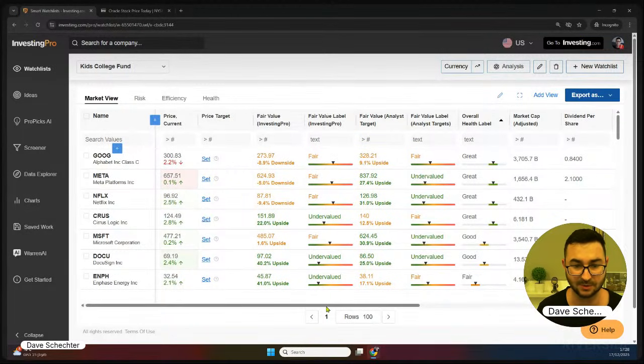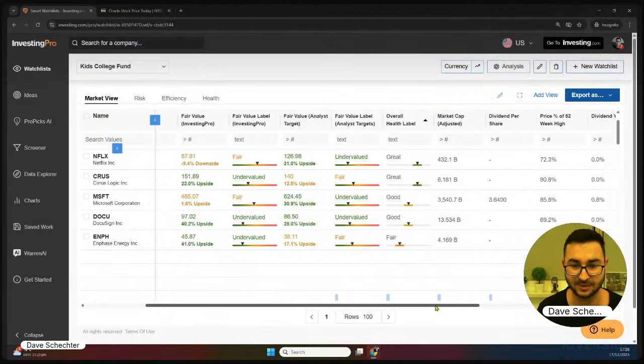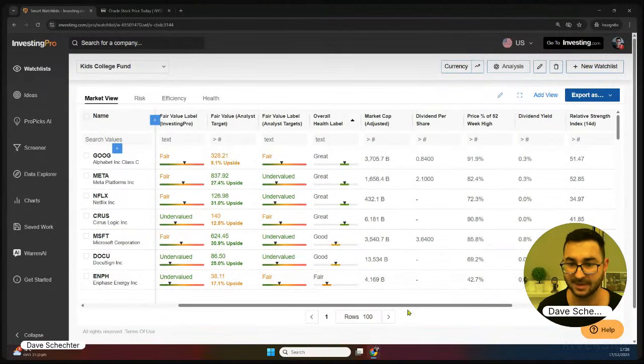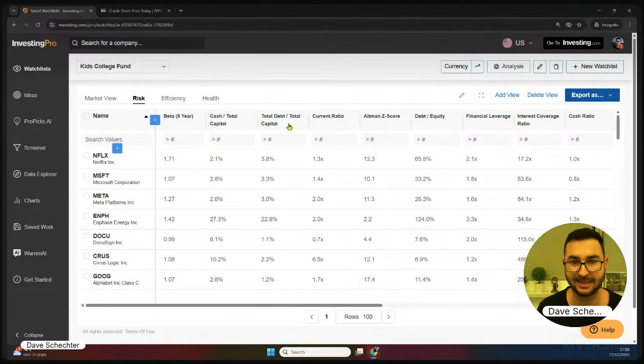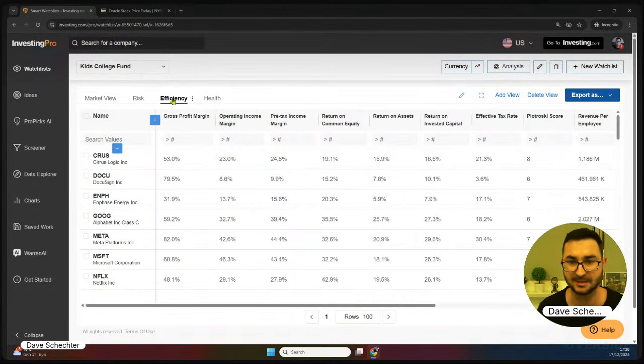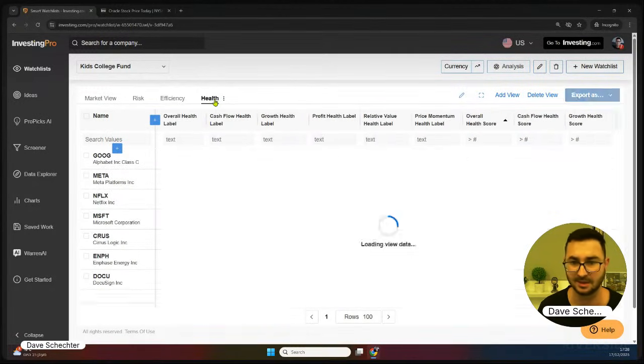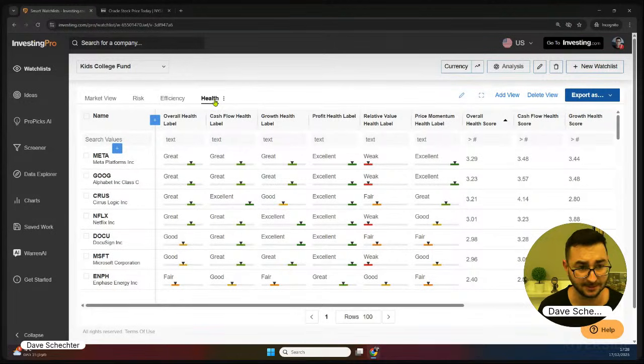One of them is market view. We have all of the fair value and health score related data that I just showed you right now. We also have risk related data, Altman Z-score, financial leverage. We have efficiency that also shows return on assets, and of course, the different health labels as well.